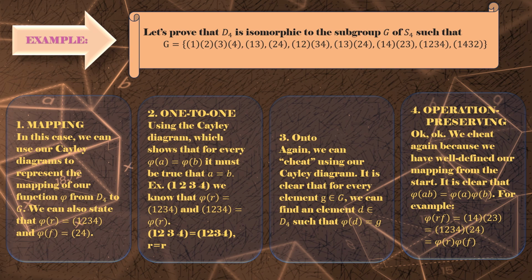It is clear that for every element g in G, we can find an element d in D4 such that phi of d is equal to g. Next, operation preserving. We cheat again because we have well defined our mapping from the start. It is clear that phi of ab is equal to phi of a, phi of b. For example, phi of RF is equal to 1, 4, 2, 3, which is equal to 1, 2, 3, 4, 2, 4, which is equal to phi of R, phi of F.